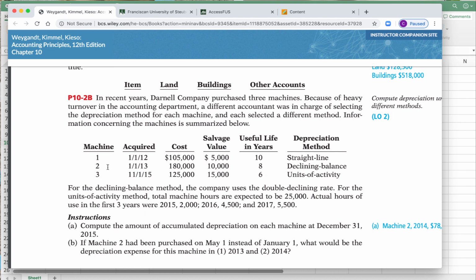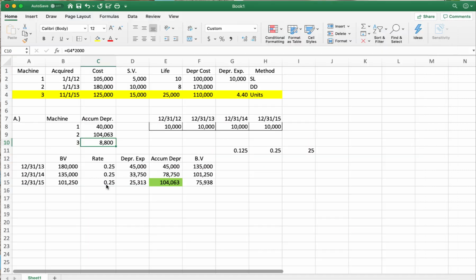Part B says, if machine 2, that's this one right here, had been purchased in May instead of January, what would the depreciation expense for this machine be in 2013, and what would it be in 2014? Super, super easy. So let's go to B. I found that setting up the problems makes a lot of sense, so bear with me here.